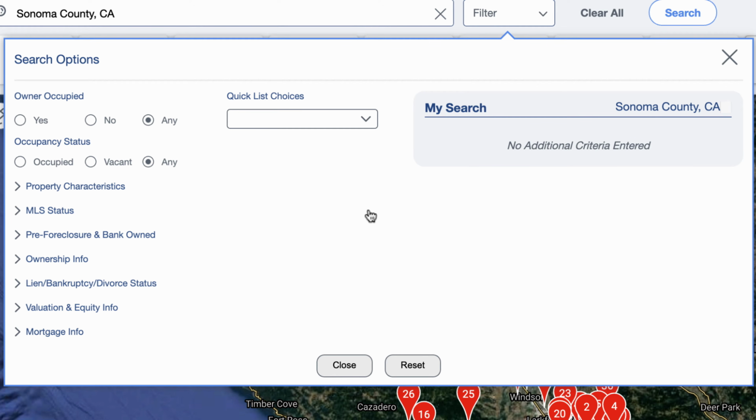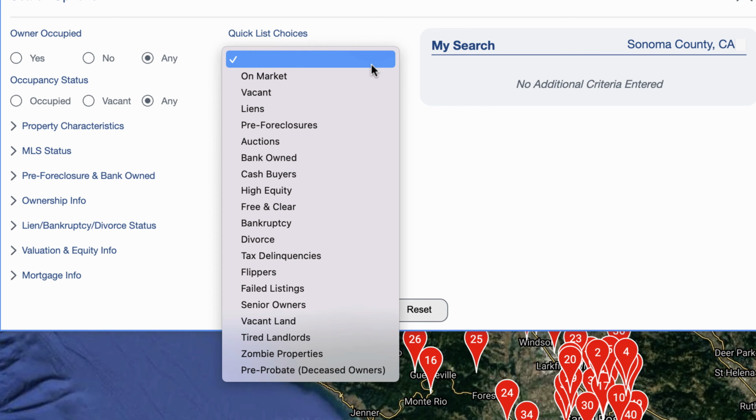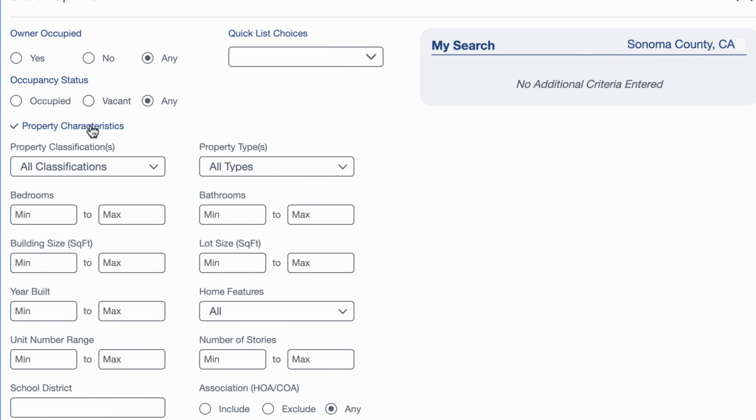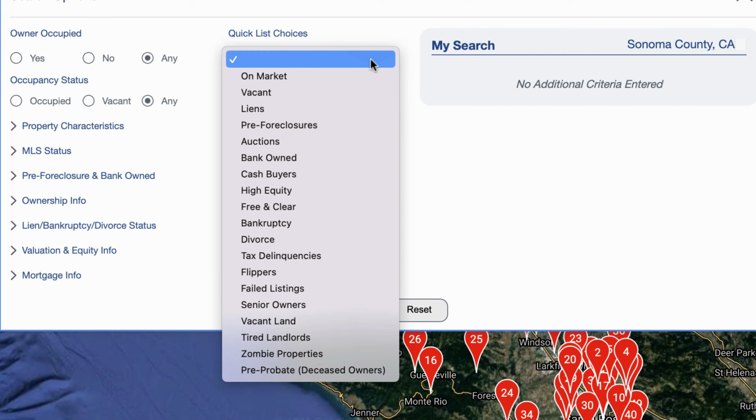Now, like I mentioned, one thing that makes PropStream unique are these quick list choices. And these are basically like pre-made filters that will help you target certain situations. And if you know how to do this stuff in these filtering options, you could do it there as well, but this will just get you there a lot faster. And these are a lot of the most common things that people are searching for anyway.